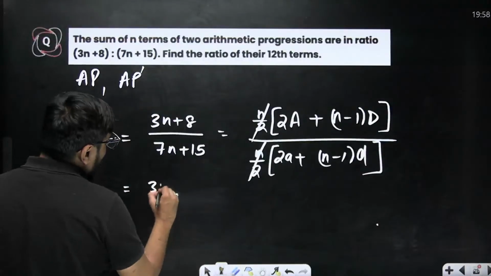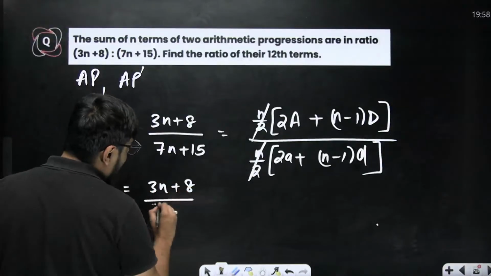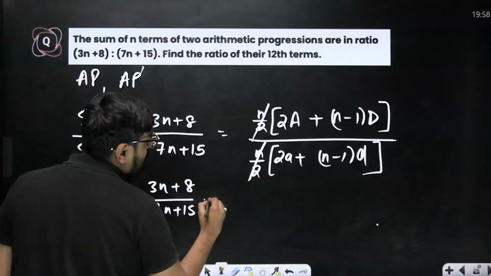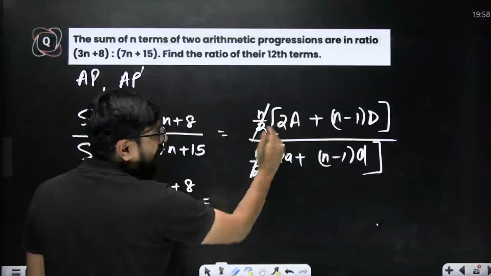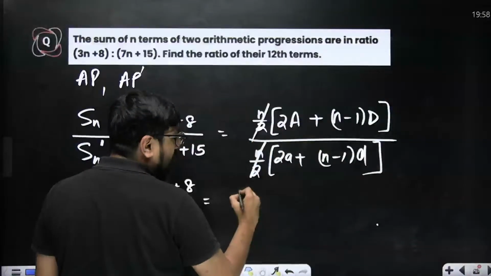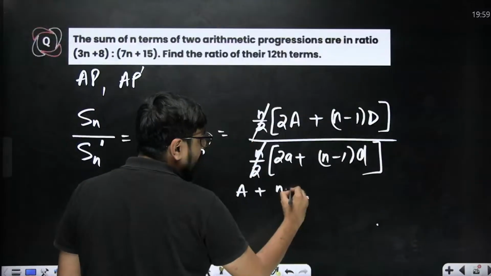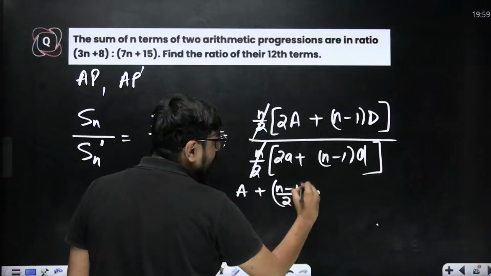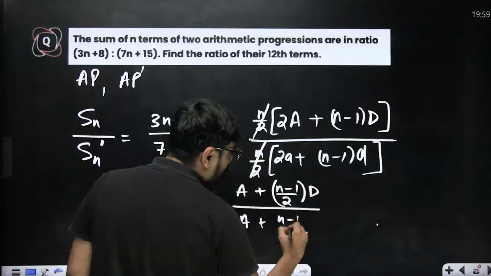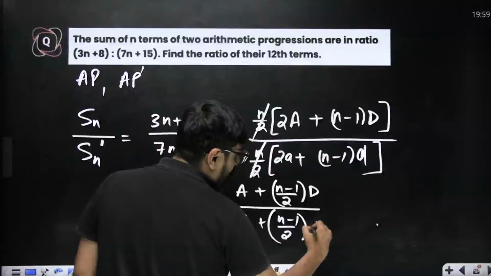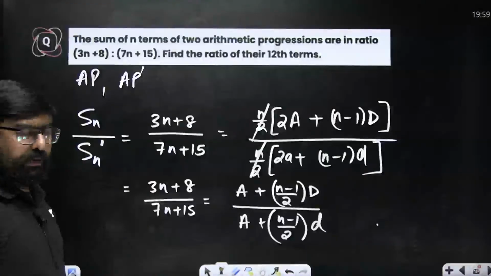So 3n plus 8 divided by 7n plus 15 comes out to be equal to 2A plus n minus 1 into D over 2a plus n minus 1 into d. Can I write it like this? I'll divide by 2 also in the numerator and denominator, do you mind? I'll write it like this: A plus n minus 1 by 2 into capital D, divided by small a plus n minus 1 by 2 into small d. Not a problem.